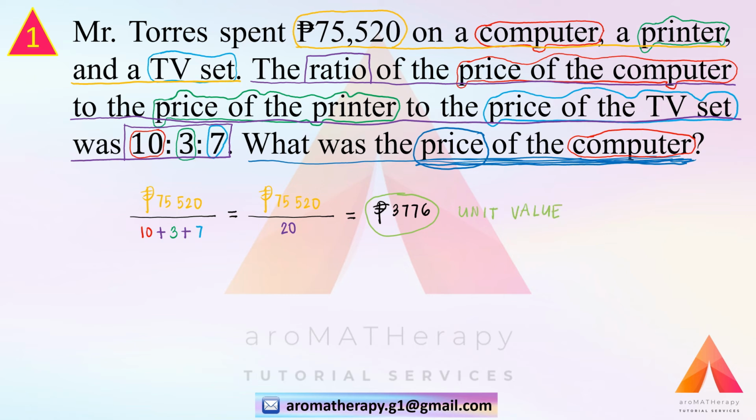To solve for the price of the computer, we need to multiply the unit value to the number associated with the computer. So we have 3,776 times 10. And this is equal to 37,760. This is now the price of the computer.